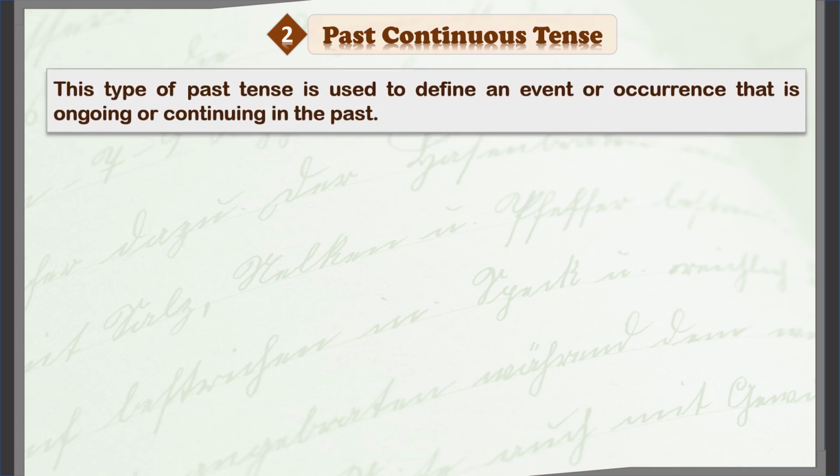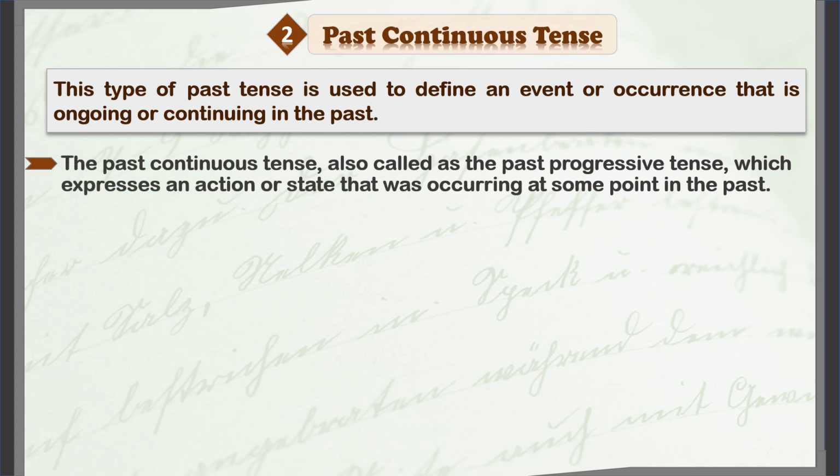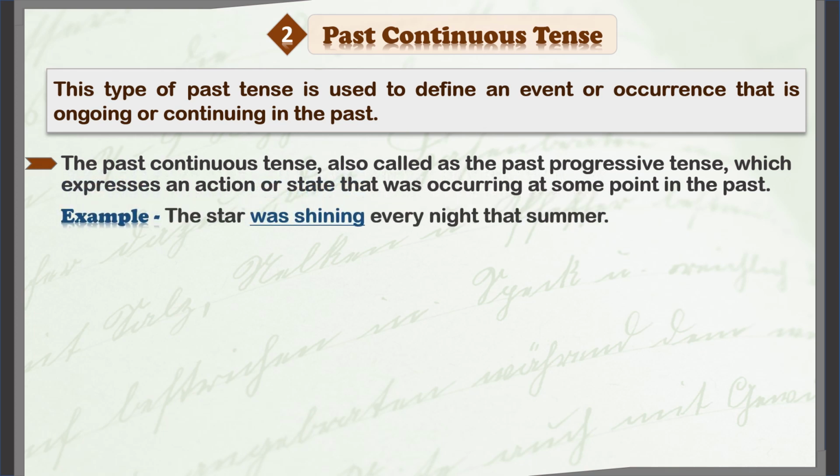Now let us look at another aspect of past tense, which is past continuous tense. This type of past tense is used to define an event or occurrence that is ongoing or continuing in the past. The past continuous tense, also called the past progressive tense, expresses an action or state that was occurring at some point in the past. For example, the star was shining every night that summer.